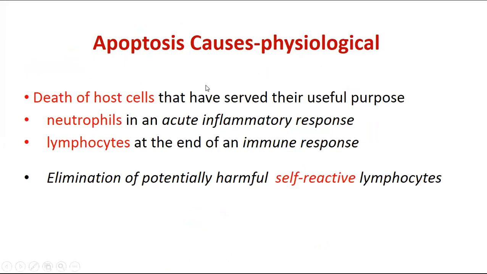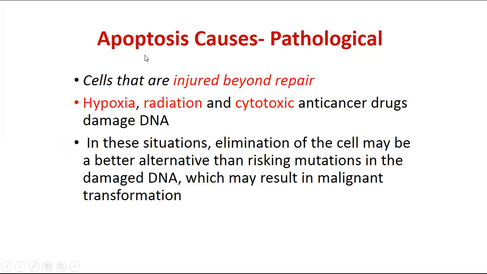So what are the other examples? Other examples of apoptosis in physiological form: death of host cells that have served their useful function. Our body cells like neutrophils and lymphocytes, the immune cells, have a particular function during inflammation. They go and do the function. Once the function is done, they die by the process of apoptosis. Elimination of potentially harmful self-reactive lymphocytes: lymphocytes, sometimes highly charged, weaponized cells, can be harmful to the body's tissues and cells also. They will be eliminated by self-destroying through the process of apoptosis.